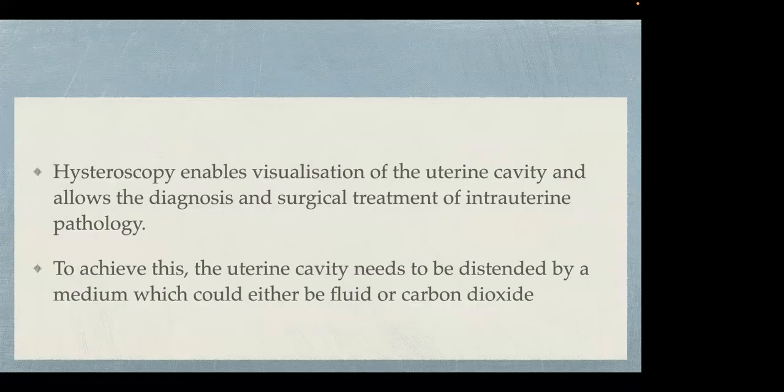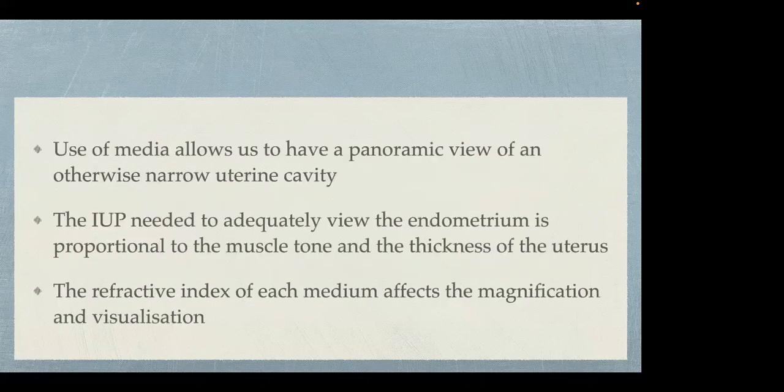So we know that hysteroscopy enables us to visualize the uterine cavity. It allows us to diagnose and to treat intrauterine pathology. And to achieve this, we know that we need a distension medium, which could either be a fluid or it can be a gas. When we use this media, it allows us to have a panoramic view of an otherwise narrow uterine cavity. And the intrauterine pressure is needed to adequately view the endometrium.